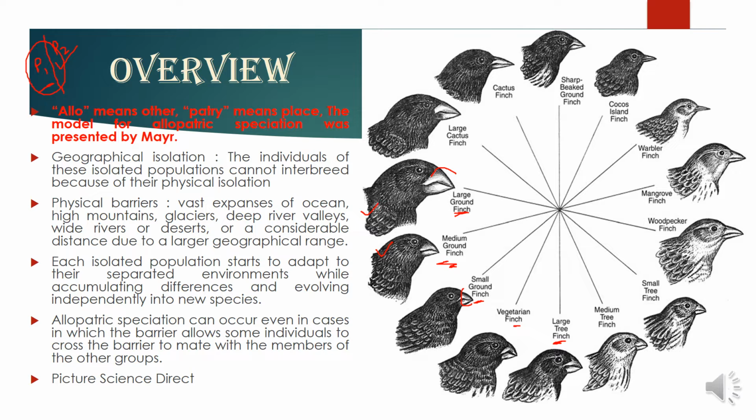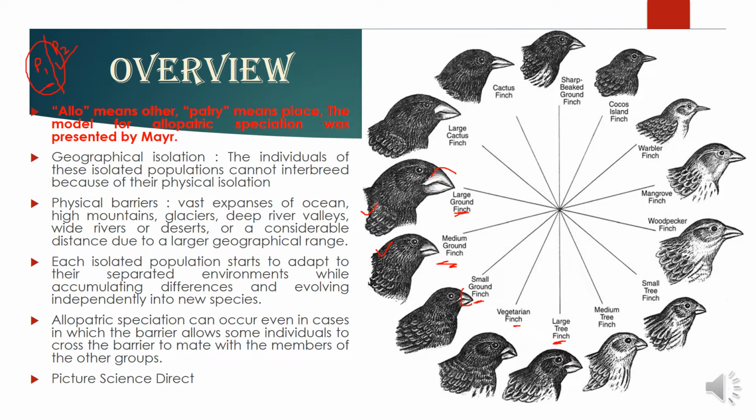Because it is present mostly on the tree, it requires a beak to scrape off the cambium or the outer layer to take out the insects. So we see that they have a much stronger beak.